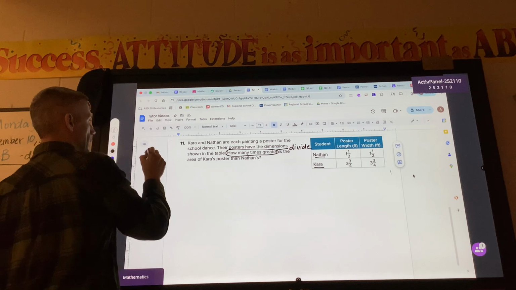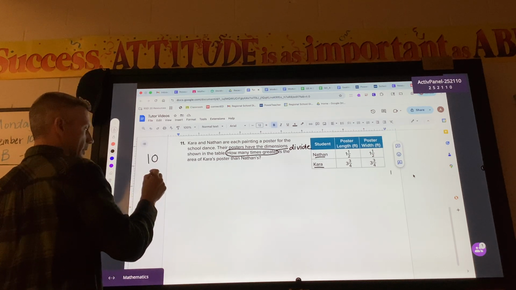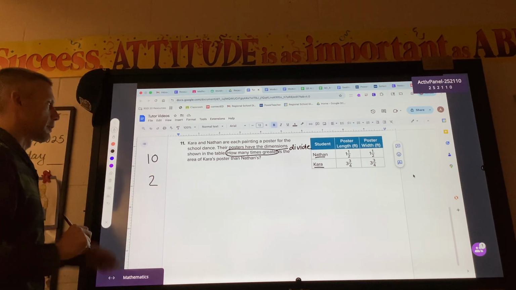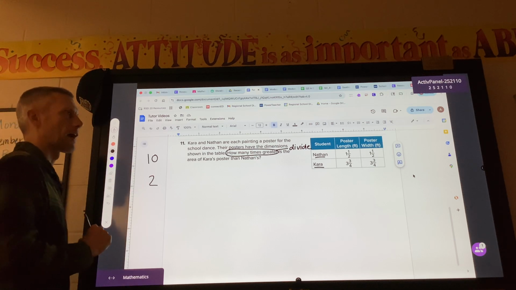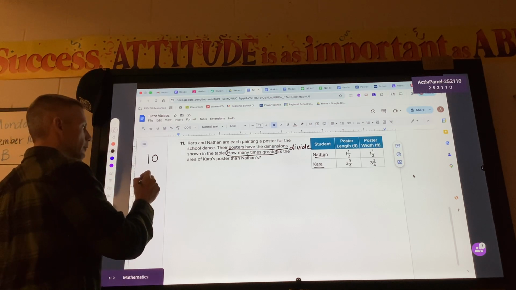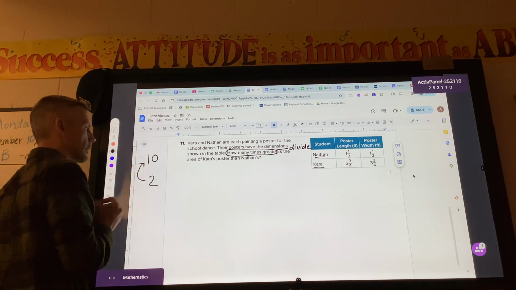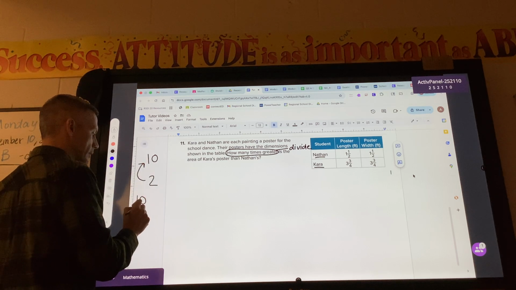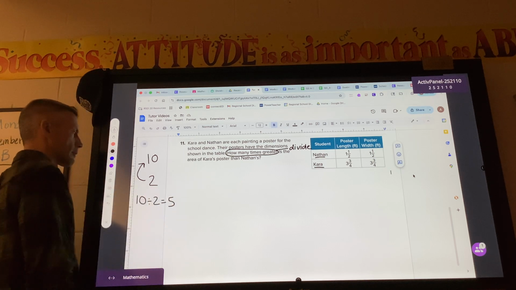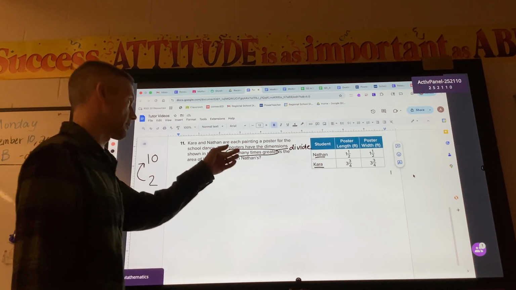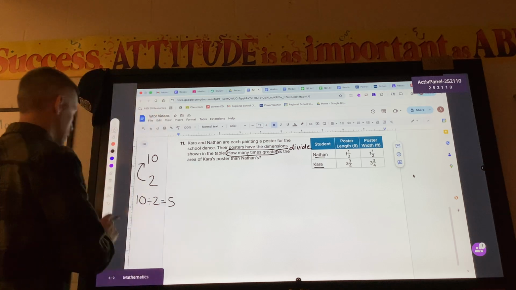Right? If something was 10 square feet and then something else was 2 square feet, you could say how much greater and it'd be 8 square feet greater, but if I said how many times greater, it would be how many times does 2 go into 10, which would be the same as doing 10 divided by 2. So 10 is 5 times greater than 2. So when something says how many times greater, we're actually doing division, all right?